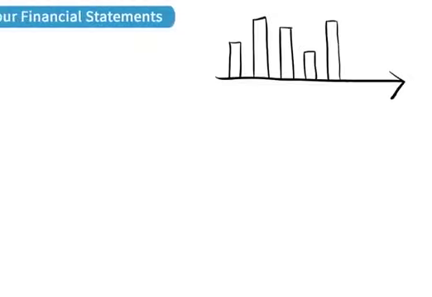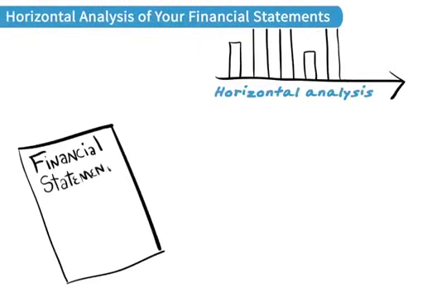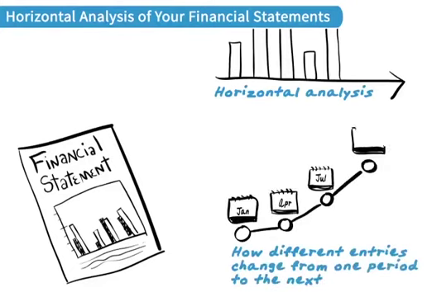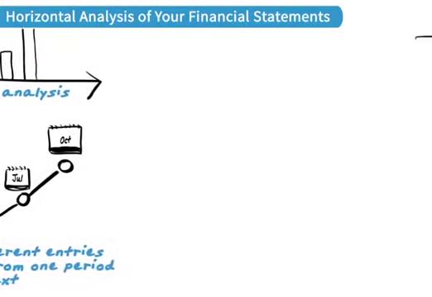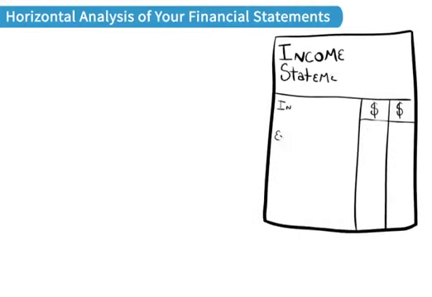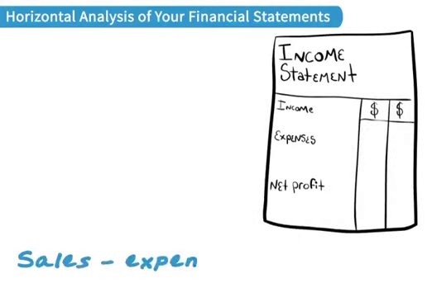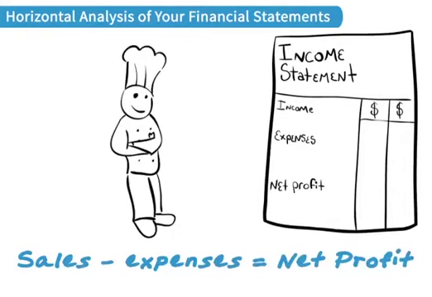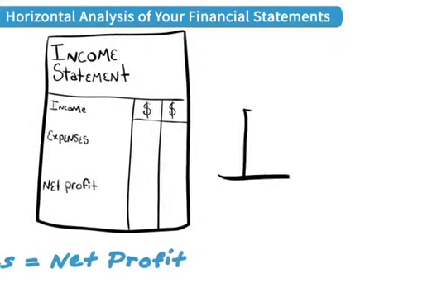The purpose of performing a horizontal analysis on your financial statements is to compare how different entries have changed from one period to the next, and to make any necessary changes based on what you discover. Your income statement shows that your sales minus expenses equals your net profit. As an owner, you've tracked that information for the past 2 years.